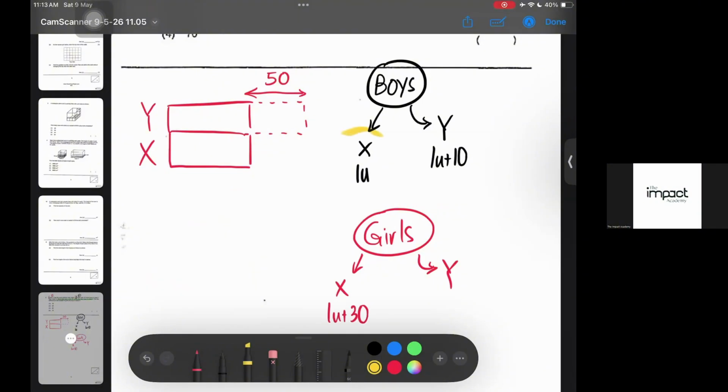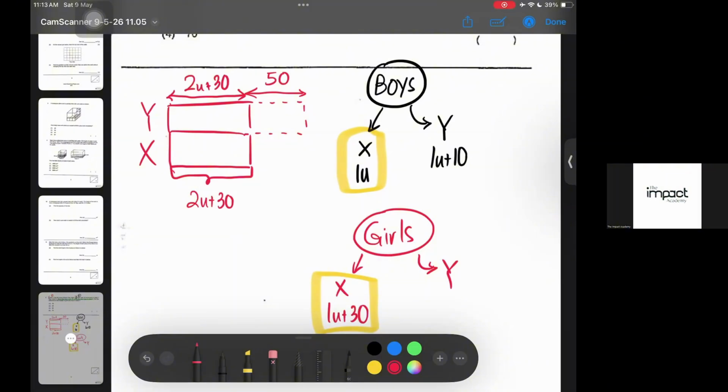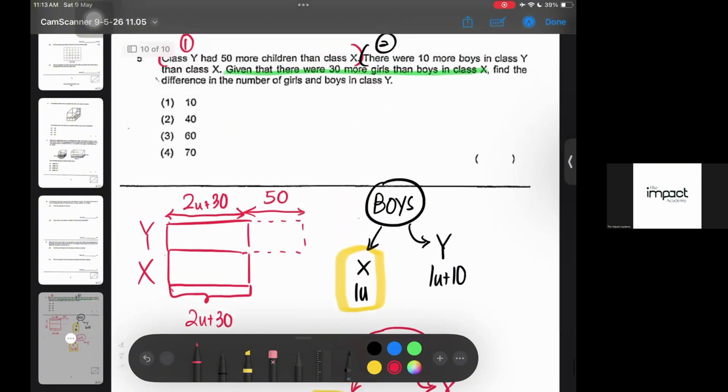So when you look at the number of students in class X, what do you all see? So this entire thing is 2 units plus 30. When 2 units plus 30 looks into the mirror, who do you think it will see? So then this is also 2 units plus 30. Isn't that true? You all agree or disagree? So now what happens? Done, right?